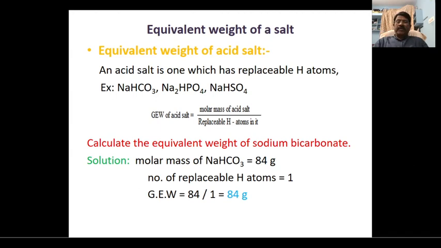If you observe an example, calculate the equivalent weight of sodium bicarbonate. Sodium bicarbonate equivalent weight is, first you should know the molar mass of sodium bicarbonate, that is 84 grams. Number of replaceable hydrogen atoms is equal to 1. Then gram equivalent weight is equal to molar mass of acid salt over replaceable hydrogen atoms in it. That is equal to 84 by 1 is equal to 84 grams.